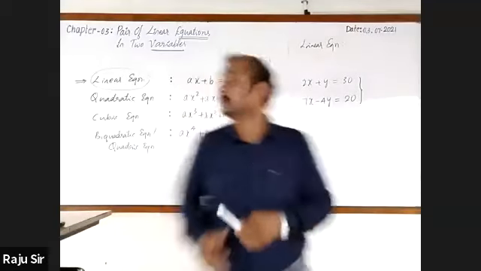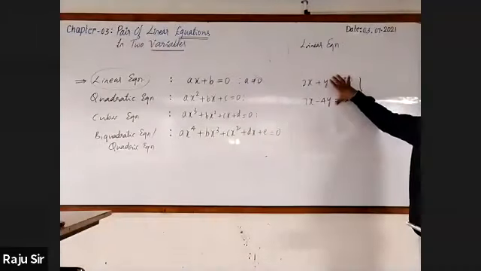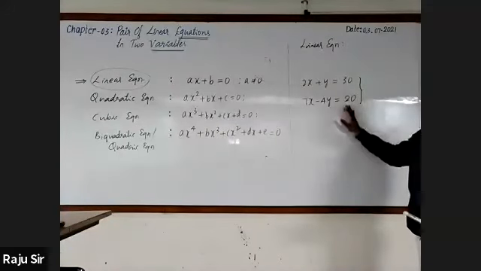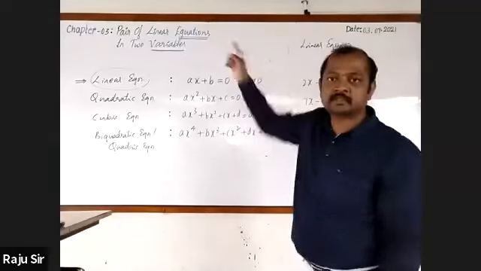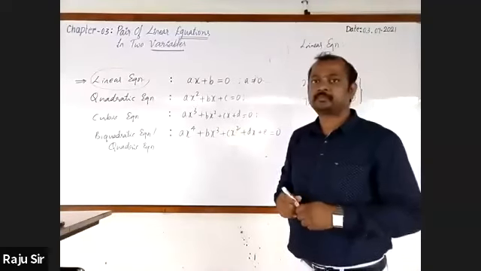Shreyas HC. Okay. Here, if two linear equations in two variables are taken together, then it is called a pair of linear equations in two variables.